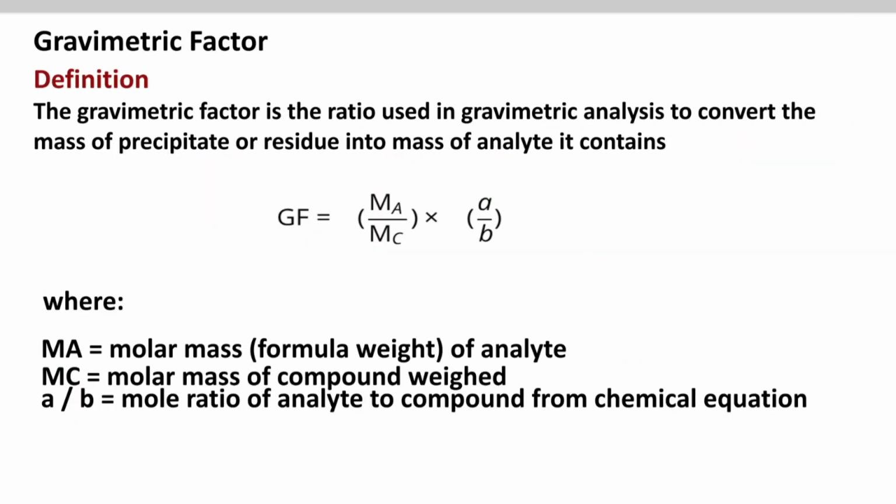Gravimetric factor. The gravimetric factor is the ratio used in gravimetric analysis to convert the mass of precipitate or residue into the mass of analyte it contains. The equation is equal to (a/b) × (Ma/Mc), where Ma is the molar mass of the analyte, Mc is the molar mass of the compound, and a/b is the mole ratio of analyte to the compound from the chemical equation.